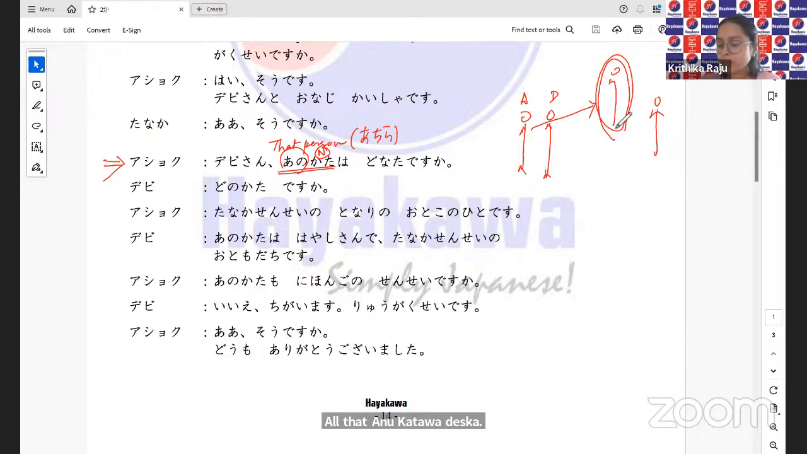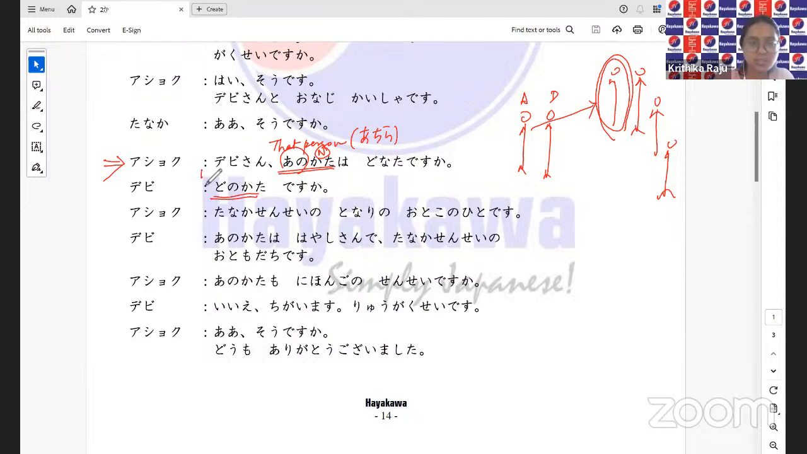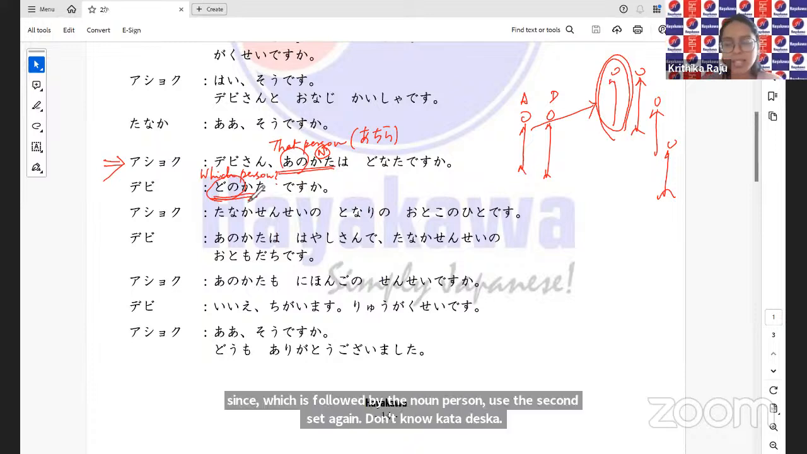So there are a lot of people. Devi doesn't know who he is pointing to. So what does she ask him back? Dono kata desu ka? Because there are a lot of people, right? What does dono kata mean? Dono is which. Which person? Since which is followed by the noun person, you use the second set again. Dono kata desu ka? Which person are you asking about?